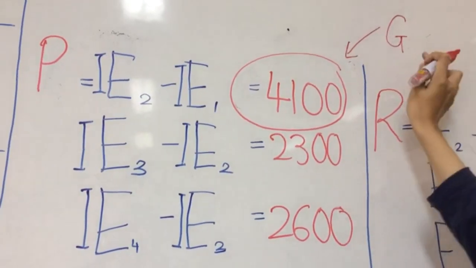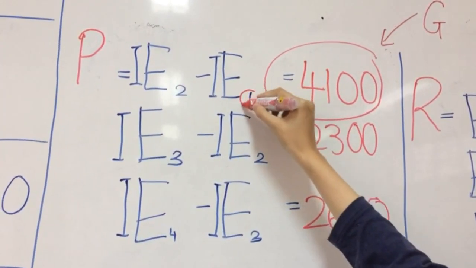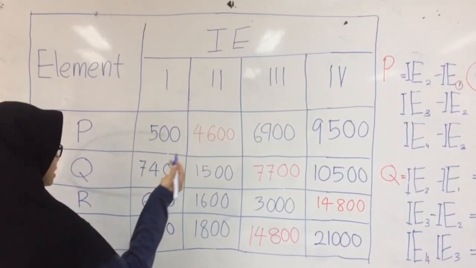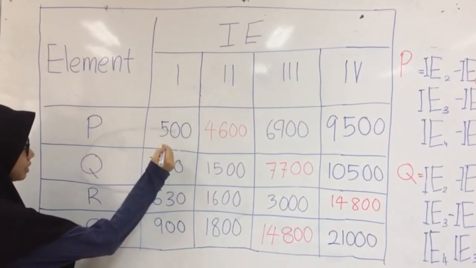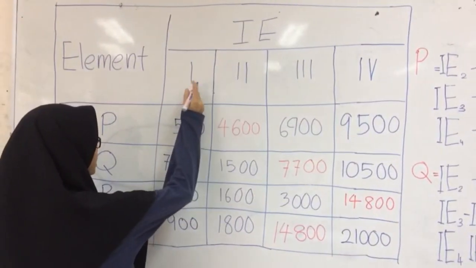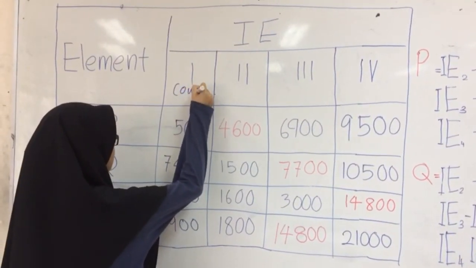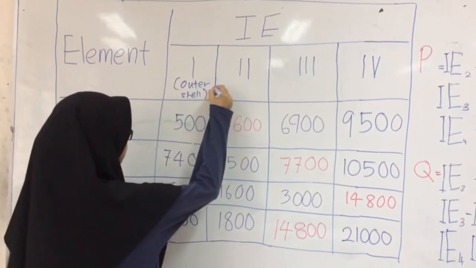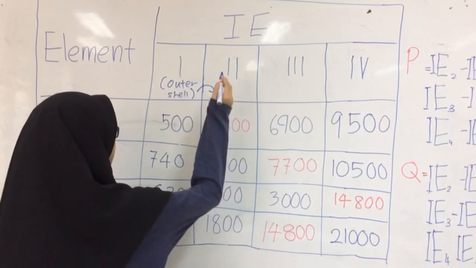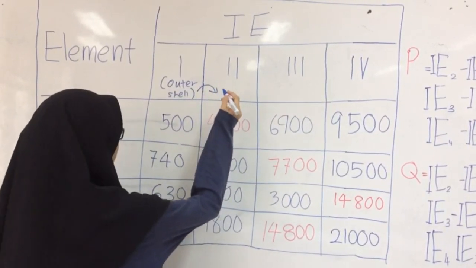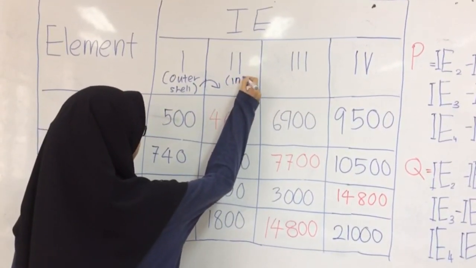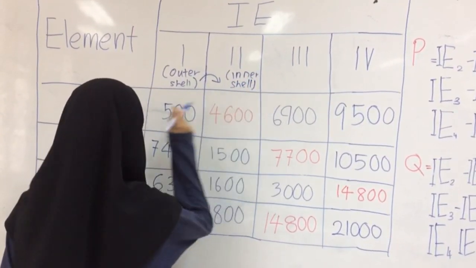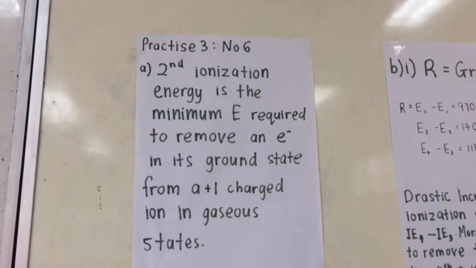For example, this is group 1. Why is it in group 1? Because we can see here, ionization energy 1 is always from the outer shell, so the drastic increase in energy shows that the second electron is removed from the inner shell. This is an example of element T. Okay, we proceed to the question.